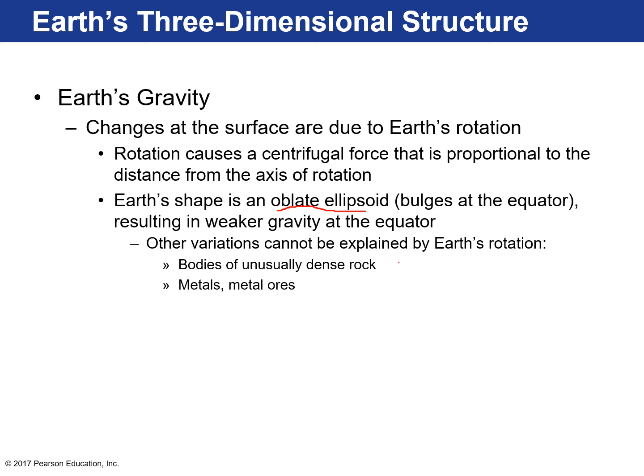Other variations of gravity on the Earth can be due to the rocks present beneath the surface. If you have bodies of rock that are unusually dense, that'll make gravity greater. Historically that's been used to help find metals and metallic ores because they're heavier. If you see very slight changes in gravity in a specific area, that might indicate there are metal ores in the crust.